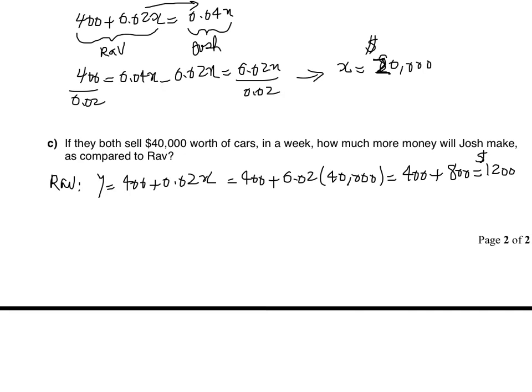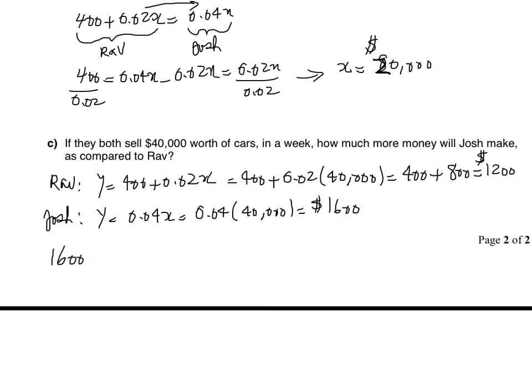This is Rav's pay. But for Josh, his pay is 4%, 0.04x, which is 0.04 times $40,000. If you multiply this one, you get $1,600. Now, you can see that Josh is going to make $1,600 minus $1,200, which is going to be an extra $400 compared to Rav.